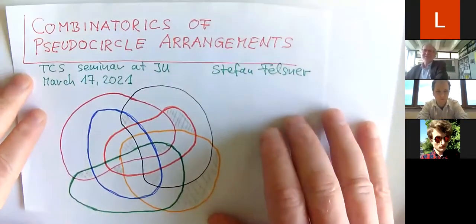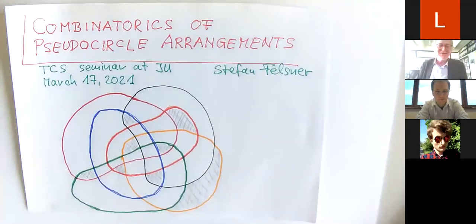Here's my first slide. So it's about combinatorics of pseudo-circle arrangements. And here you see a pseudo-circle arrangement with, I guess, six pseudo-circles. And this is a very interesting example. We will meet it again later. But let's start with the relevant definitions.